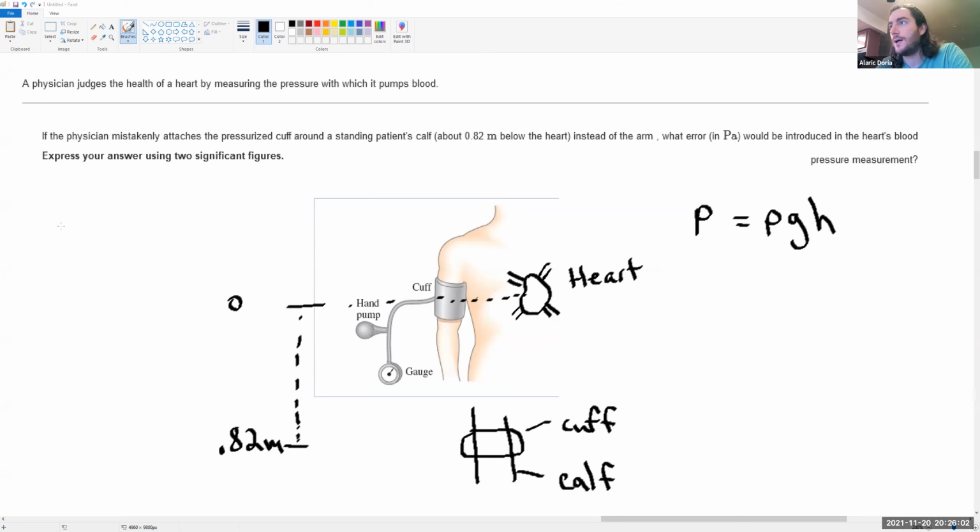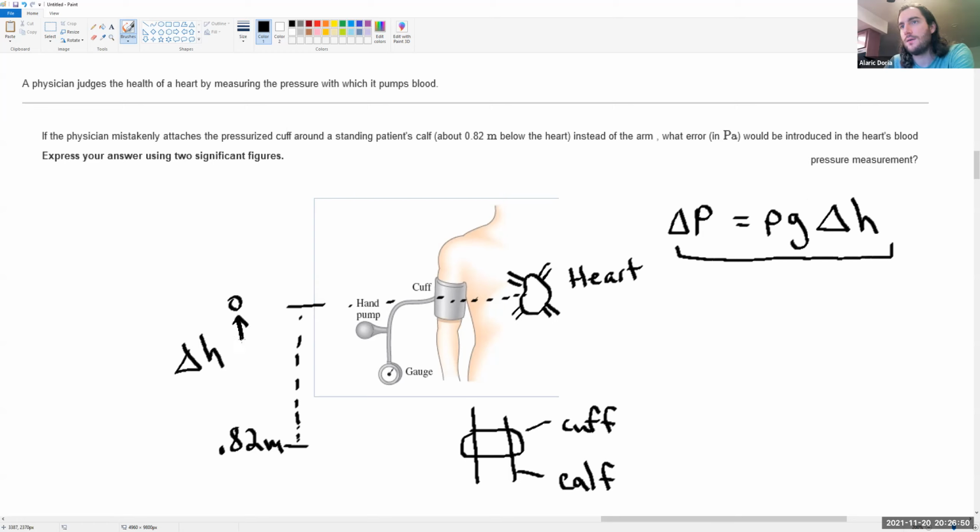So we consider a small object going deeper into the ocean, and we see that all of the weight of the water above that object is pushing on that object. And that's encapsulated by this formula right here. By the way, this is a pressure increase, so I really should put delta P, and I should put a delta h over here. So let's fix that real quick. And our delta h here, that's the distance that the calf is away from the heart. So the distance that the calf is away from the heart, that is our 0.82 meters.